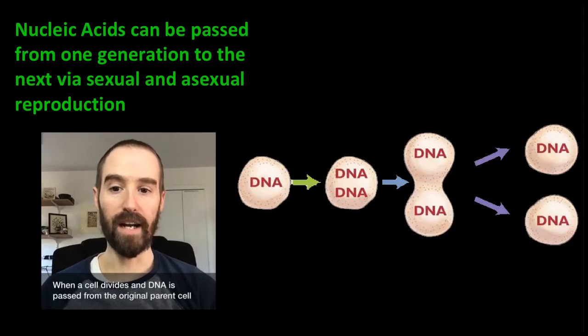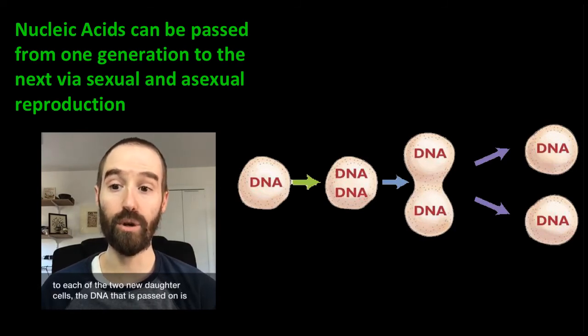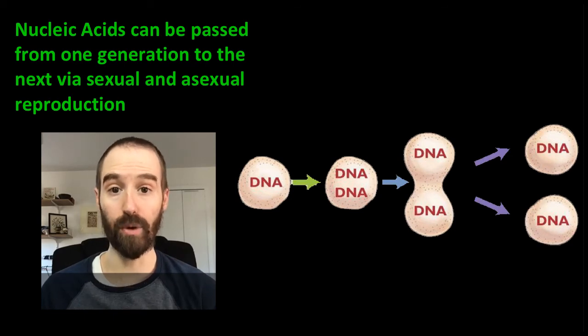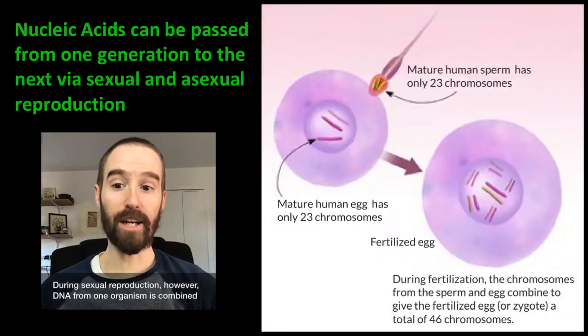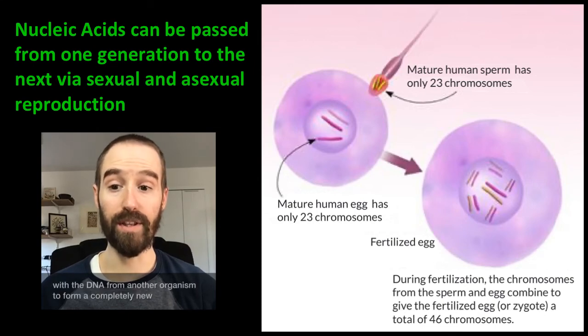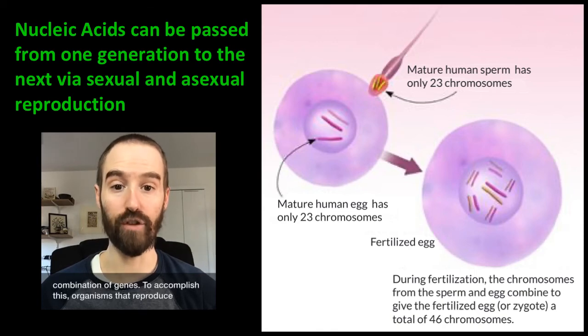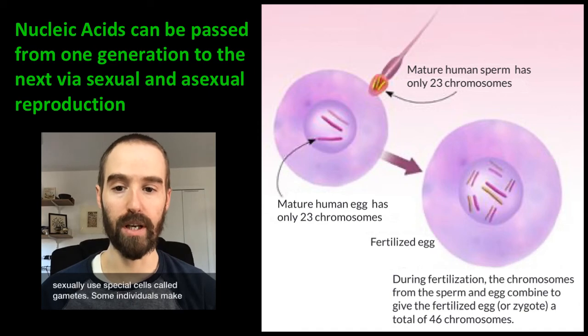When a cell divides and DNA is passed from the original parent cell to each of the 2 new daughter cells, the DNA that is passed on is completely identical to the original set. This is the essence of asexual reproduction. During sexual reproduction, however, DNA from one organism is combined with the DNA from another organism to form a completely new combination of genes. To accomplish this, organisms that reproduce sexually use special cells called gametes.